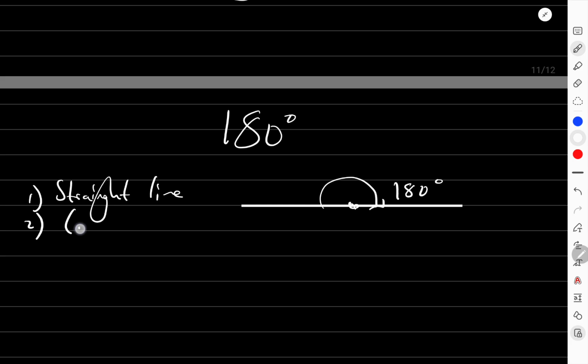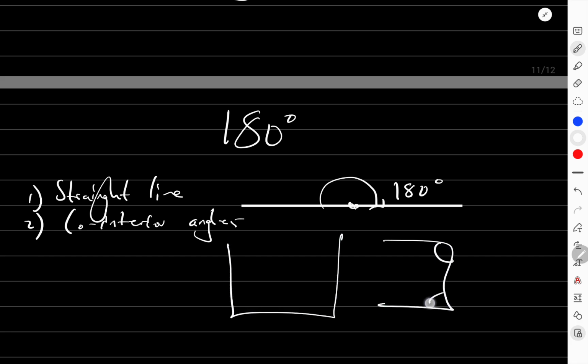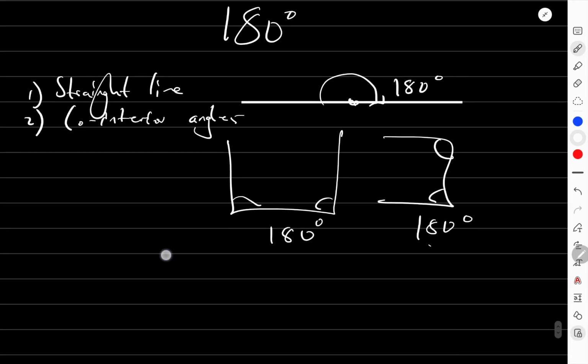Now, number two, we spoke about co-interior angles. It means if you see a shape like this one, the angle found here and the angle found here, when you add them together, they should give us 180 degrees. Reason is going to be co-interior angles. After writing co-interior angles as well, you have to tell me the lines that are parallel. Let me just say AP is parallel to CD.